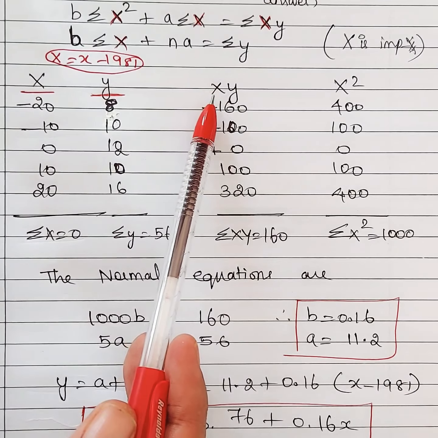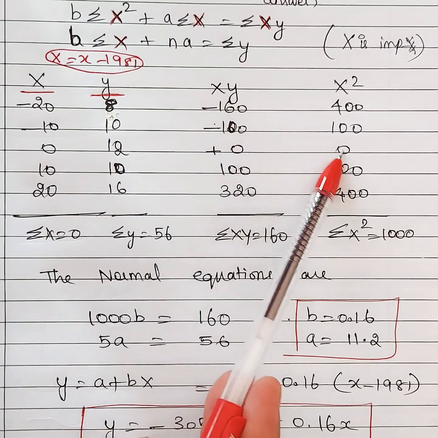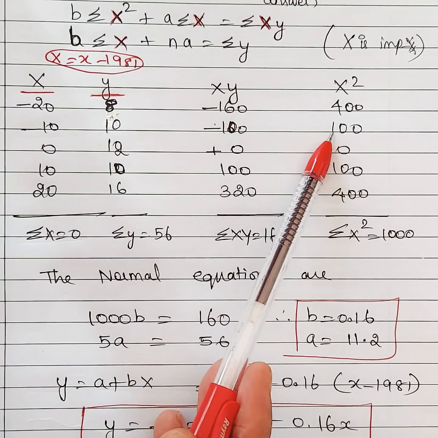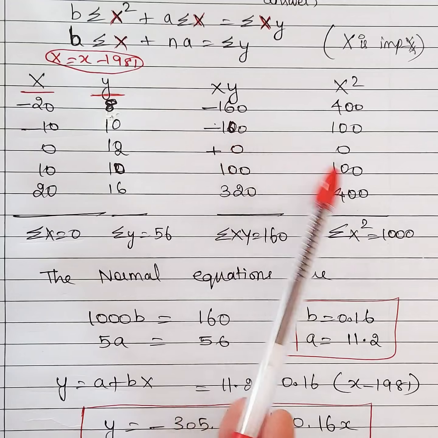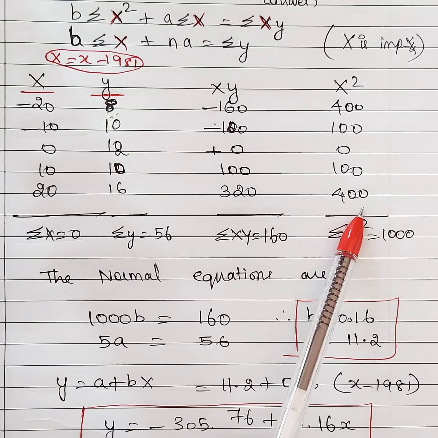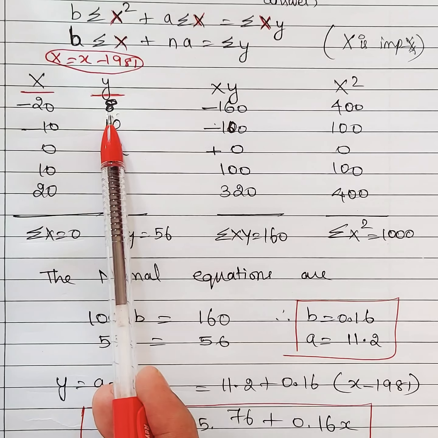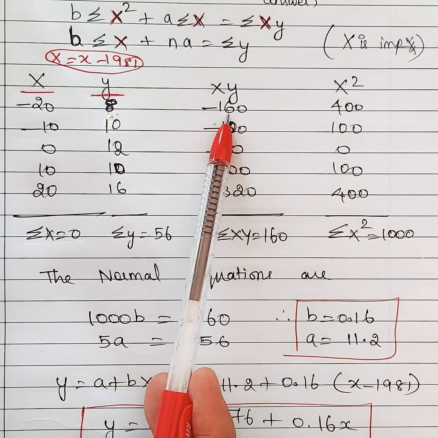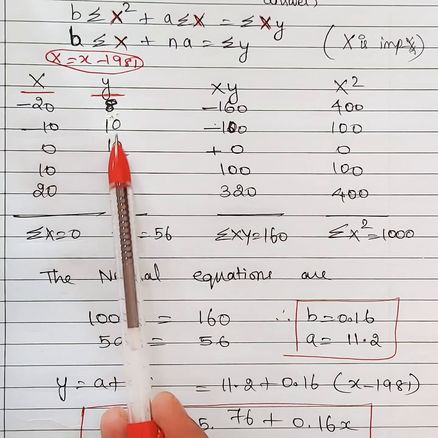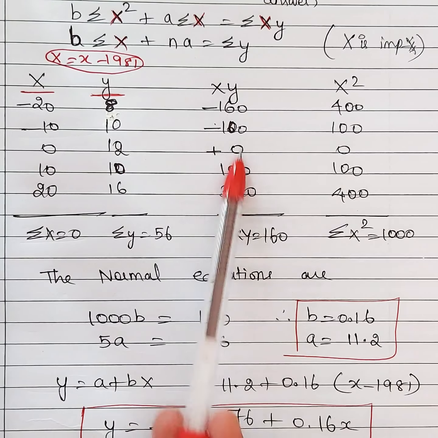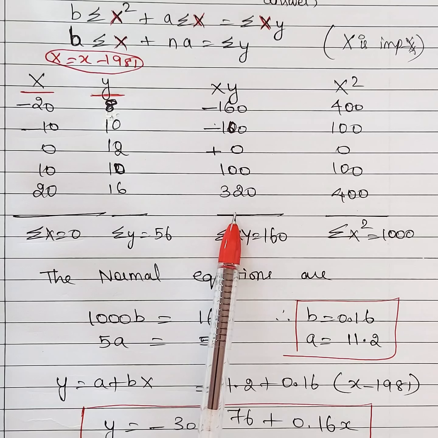Now what we have to find? Capital X into small y and capital X square. So minus 20 square 400, minus 10 square 100, 0 as it is, 10 square 100, 20 square 400. Squaring is very easy, and multiplication is also minus 20 into plus 8. Please be careful with the sign, minus 160. Minus 10 into 10, minus 100. 0 into anything, 0. So after writing all these things, we are going to add.